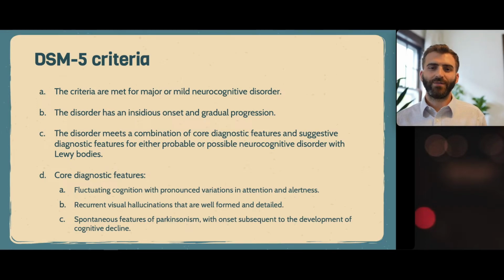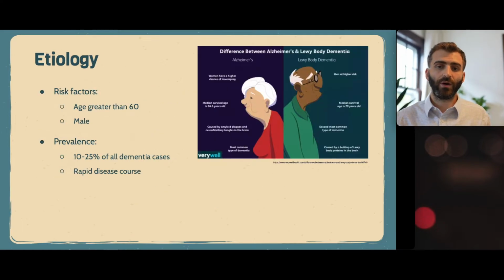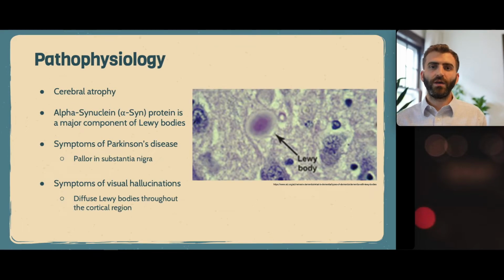And there are some very specific things that lead to a probable diagnosis of Lewy body dementia. That's symptoms of Parkinsonism, so Parkinson's disease-like symptoms, and visual hallucinations. So if a patient has cognitive decline, Parkinson's disease, and visual hallucinations, you can be pretty sure that it's Lewy body dementia. Risk factors can be seen here. Male sex is a greater risk factor, and then the prevalence can be seen as well, 10 to 25% of all cases.